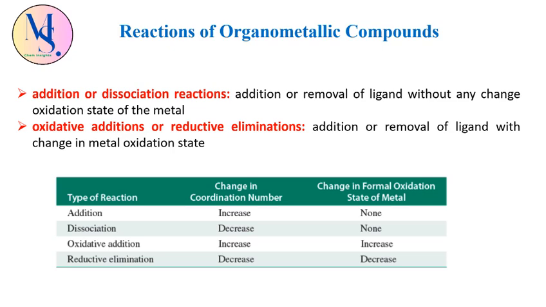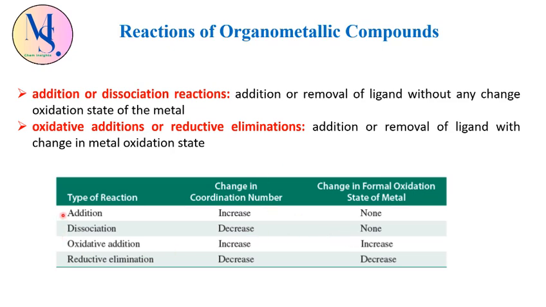Basically, there are two types of reactions in organometallic compounds. These are simple addition or dissociation reactions, which involve either addition or removal of ligand without any change in oxidation state of metal. Although the coordination number of metal changes, the oxidation state of metal remains unchanged. While on the other hand, oxidative addition or reductive elimination reactions involve addition or removal of ligand with change in coordination number as well as change in oxidation state of metal.